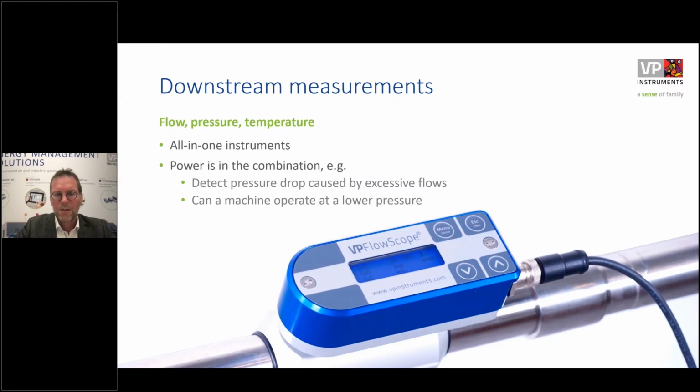A lot of times you will see that if the demand is excessive, then you will also see a pressure loss, or a pressure drop, in your system. You will also sometimes find that when there is a temperature change, there's also a flow change. So it really helps you get down to the root cause of the problem. And you can also try to tweak and tune machines and see if they can operate at a lower pressure. So it's a nice thing to have all of these in one instrument.